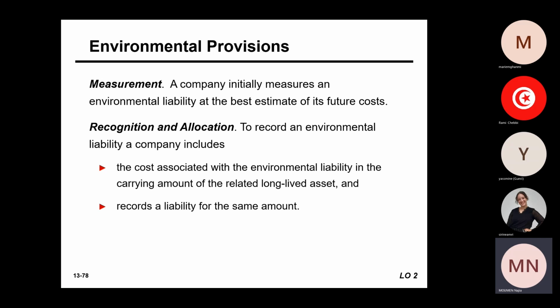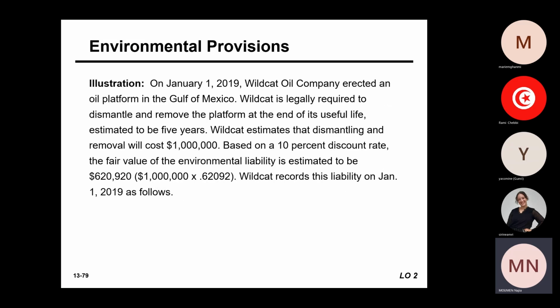Here it's about the carrying amount of the long-lived asset and also a liability for that amount. We'll see an example, okay? Wildcat Oil Company erected an oil platform in the Gulf of Mexico. Wildcat is legally required to dismantle and remove the platform at the end of its useful life, estimated to be 5 years. Wildcat estimates that dismantling and removal will cost 1 million.